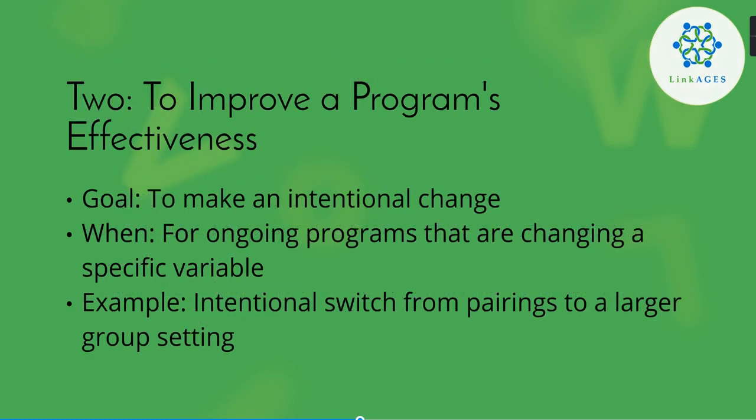The second purpose for evaluation is to improve a program's effectiveness. The goal of this purpose is to make an intentional change for an improved effect. It's commonly used for ongoing programs that are changing a specific variable. An example would be a program switching from pairing participants to organizing them into larger groups. By evaluating both participant setups, we can measure which is more impactful in achieving the program's intended outcomes.